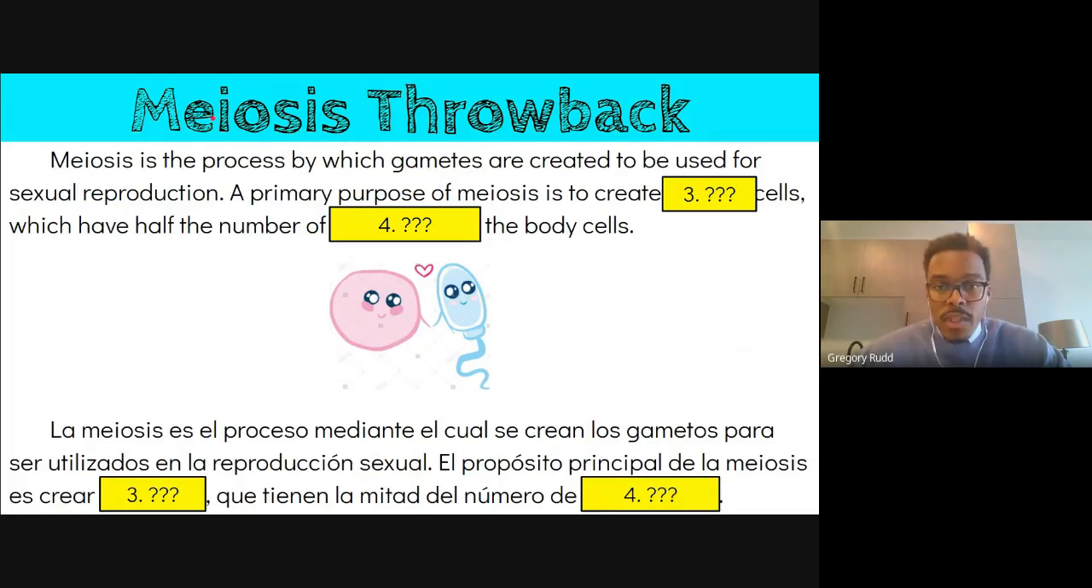A primary purpose of meiosis is to create blank cells, which have half the number of blank of the body cells. What do we call a cell that has half the number? The word sounds a lot like half.